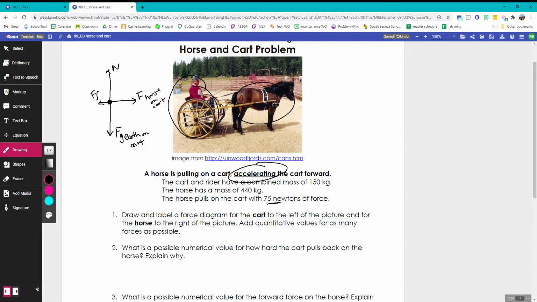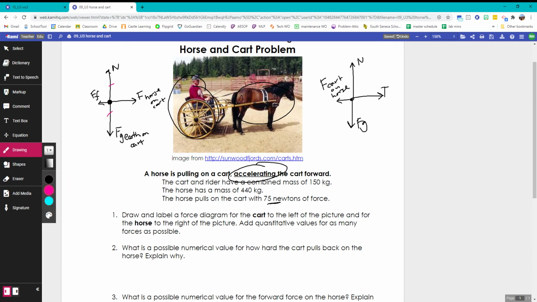And let's look real quick at the horse. The horse is going to be having some sort of traction force forward. They will have gravity and normal, and they will have a backwards force of the cart on the horse, like what it's pulling back. And so let's think about things that we can say are equal.